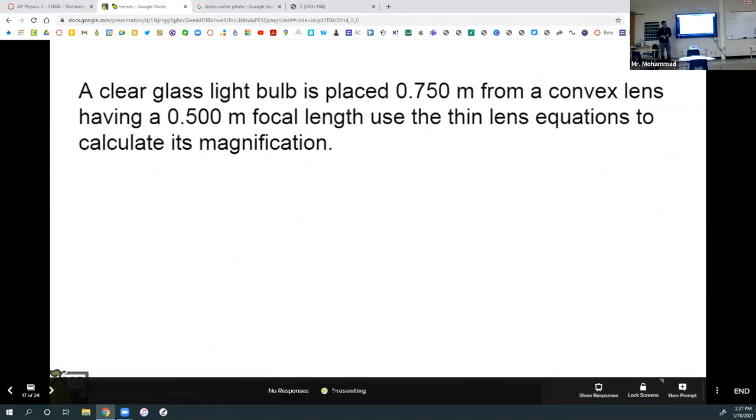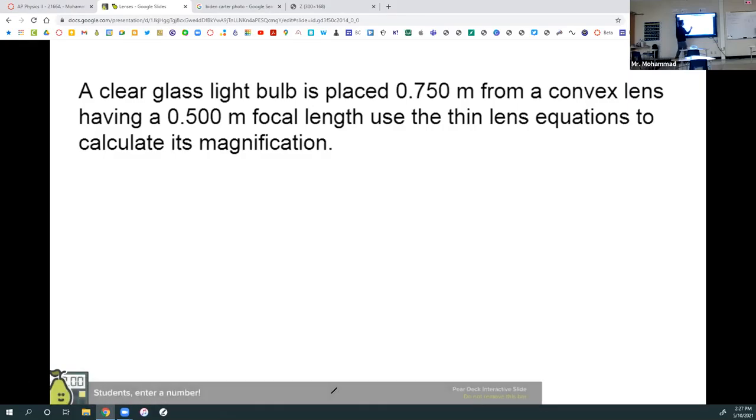Okay. So just to apply this, we have a clear glass light bulb. So a light bulb is placed this distance. So that's the distance of an object from a convex lens. So remember, convex lens has a positive focal point. And it wants you to figure out the magnification. So realize for magnification, we need distance of the image and distance of the object. And there's a negative in there.